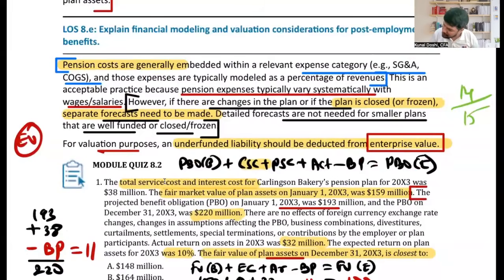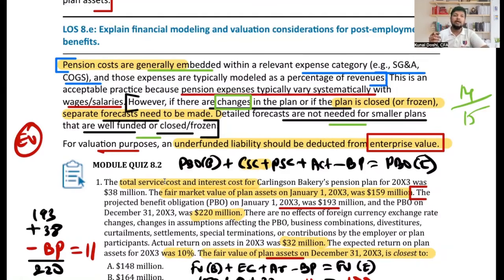Again, one important thing when it comes to modeling the pension, remember that pension costs are not shown separately. They are a part of your expense itself. So either it's in COGS or selling, general and administration. However, if there are any changes, they have to be disclosed in the footnotes. Correct? Detailed forecasts are not needed for smaller plans that are well funded or closed. So only details of those plans which are very long term in nature and that have a material impact are disclosed, otherwise they are not.